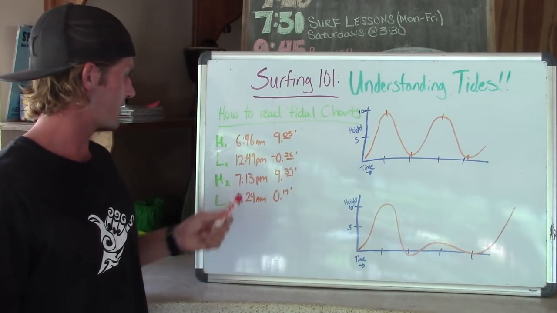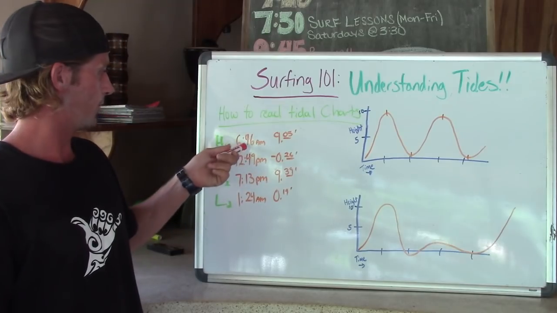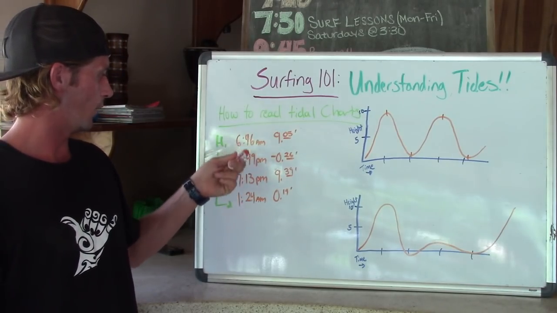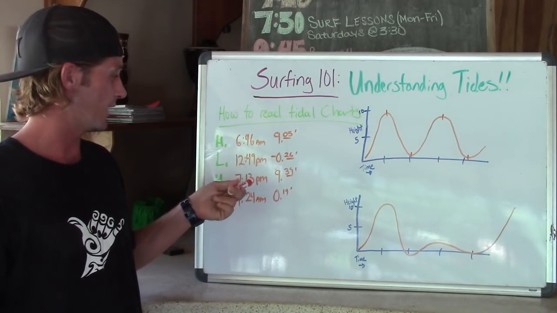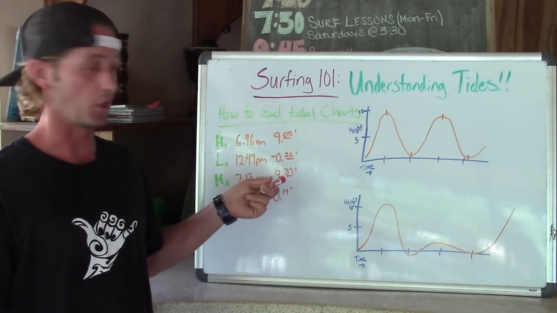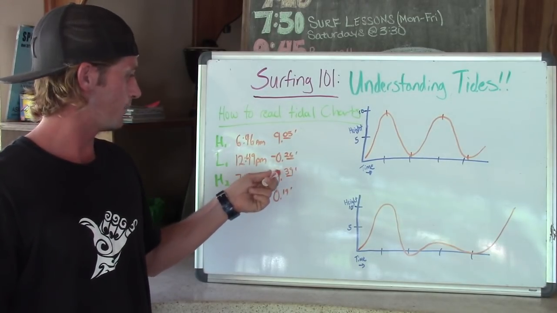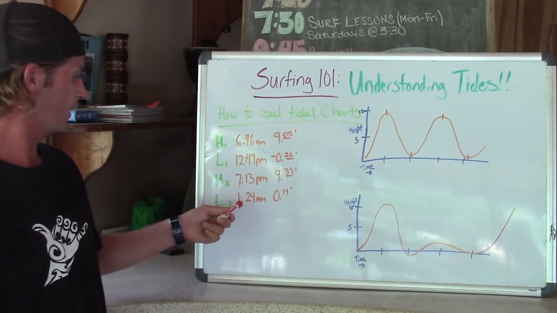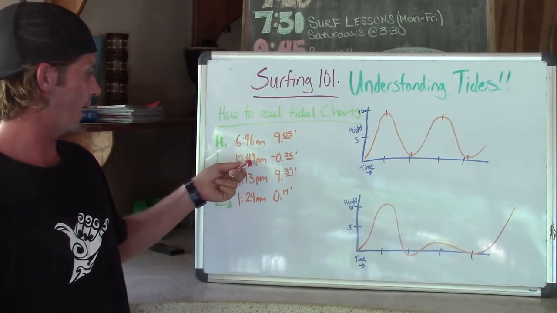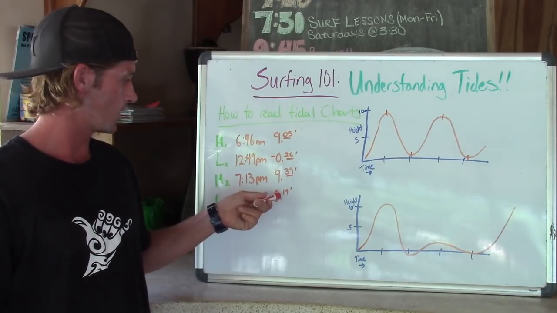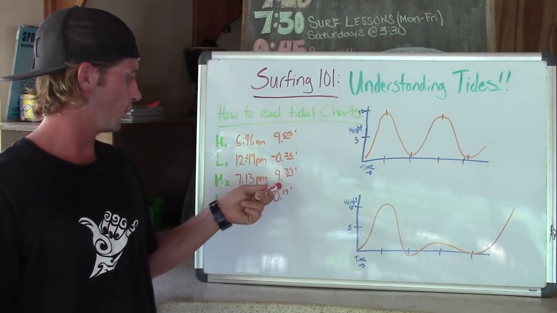Now the next high is at 7:13. So now you notice from this morning's high tide to the evening high tide, it's been about 12 and a half hours, about 12 hours and 20 minutes. This next high tide is even just a little bit higher, maybe because of where the moon's at that point, and it's 9.39 feet. And the next low tide is, you can see, about 6 and a half hours from the first low tide at 1:25 in the morning, and it's almost a negative low tide at 0.19 feet.